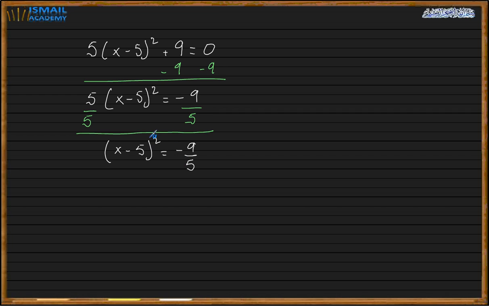So when you end up having something squared like this equal to a negative number, and you're dealing with a real set, stop and say this is impossible and no solution. So this is impossible. So I say no real solution. Don't try to make x appear by itself. No.